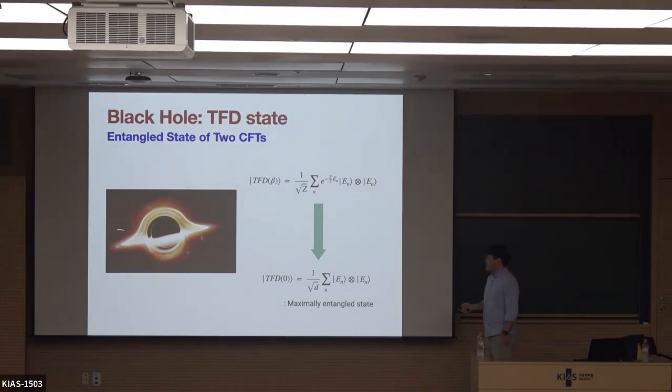In the black hole case, we know that the black hole is a thermal state, and then you can purify the thermal state, and then you have a Sommerfeld double state. And then you can take the infinite temperature limit where beta is 0. Then you have this state, which is nothing but a maximally entangled state. So this is what we know well for the black hole case.